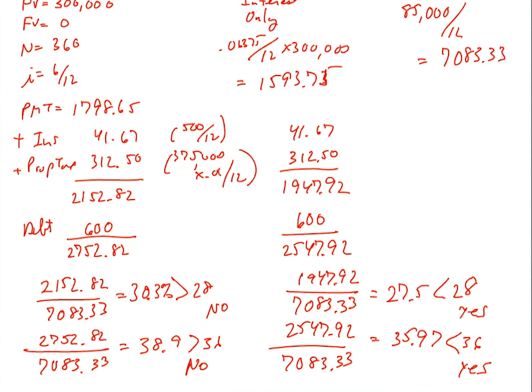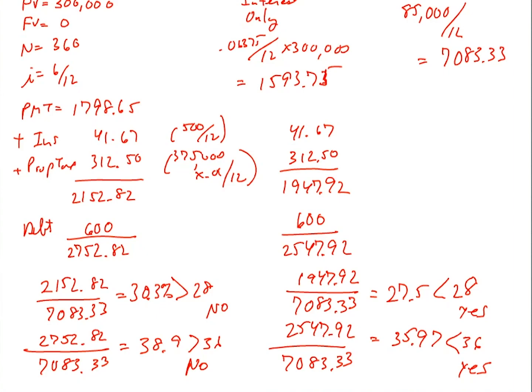$2,152.82 for the fixed mortgage and $1,947.92 for the interest only. Then they also mentioned that there was other debt of $600 a month. So we add that to both amounts because we want to test, first of all, can they pay for their monthly mortgage payment, their insurance, and their property tax.